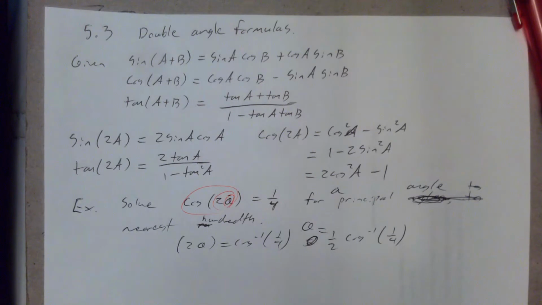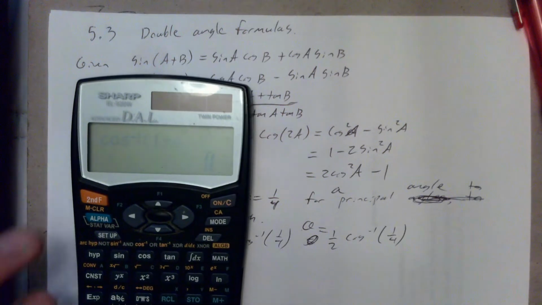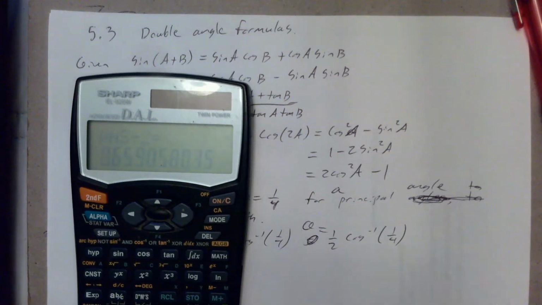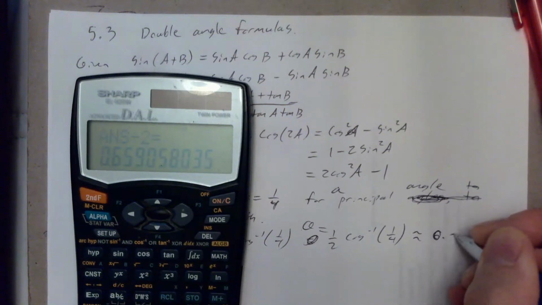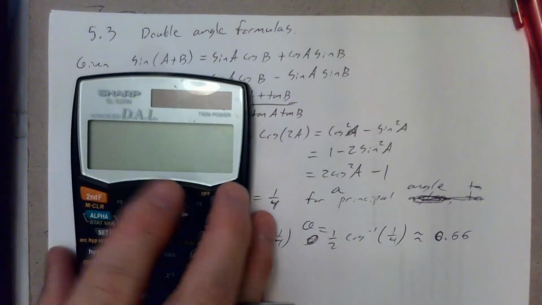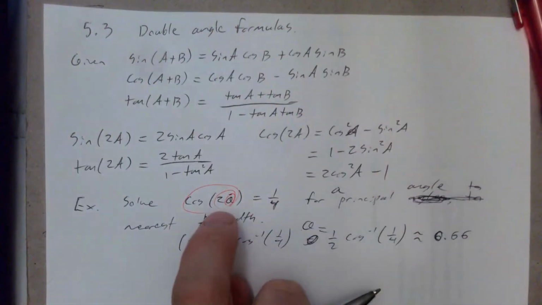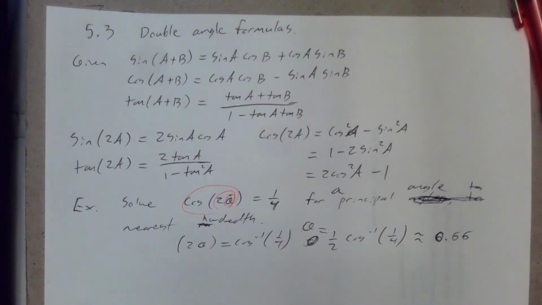And my calculator can give me a solution to this equation pretty quickly. Inverse cosine of 1/4, and I divide by 2, and I should have made sure I was in radian mode first, but yeah, I get about 0.66 radians. Okay, that is one solution. We'll talk later in our unit about how this equation actually has 4 principal solutions.